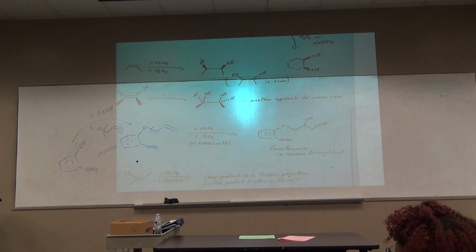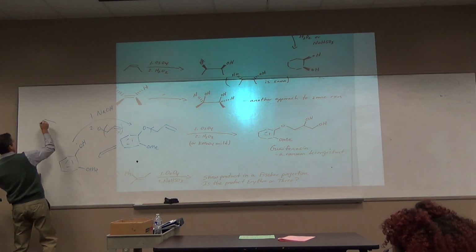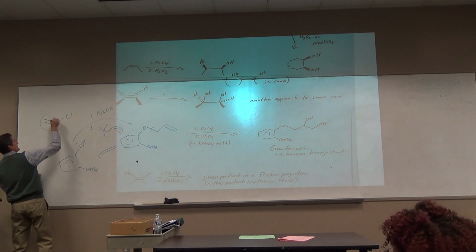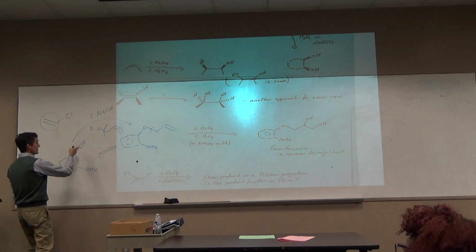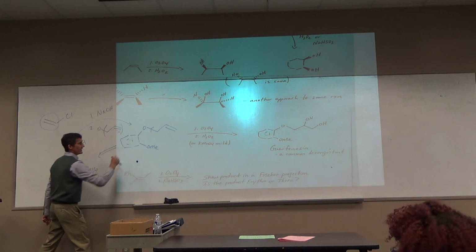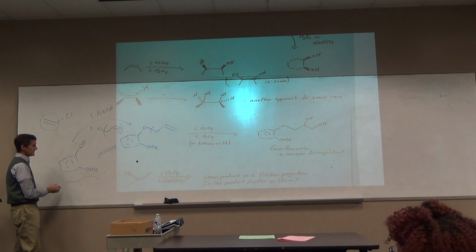Not vinyl. Vinyl chloride is just the alkene. This has a CH2 between it. Anybody remember this? Allylic. Benzylic and allylic, okay? Allylic chloride, or it's called allyl chloride. Allyl chloride is very common. So you do a Williamson ether synthesis with allyl chloride, coming from this.